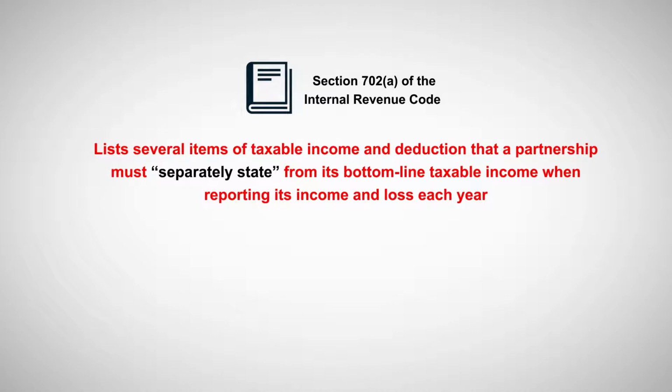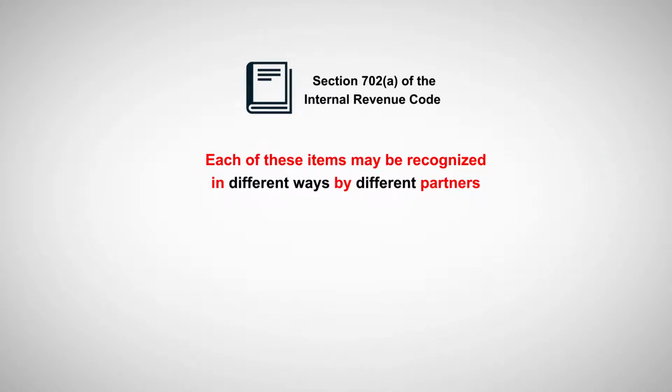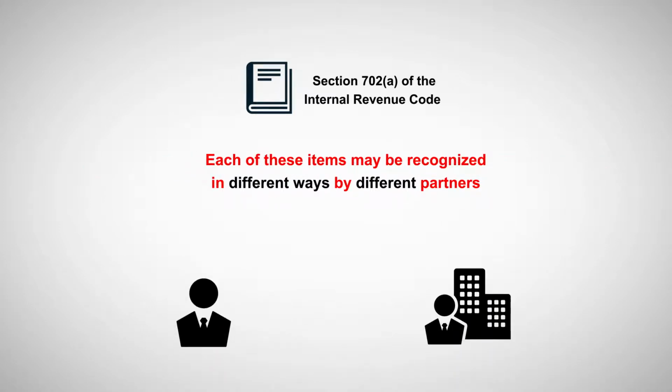Section 702(a) of the Internal Revenue Code lists several items of taxable income and deductions that a partnership must separately state from its bottom line taxable income when reporting its income and loss each year. This is because each of these items may be recognized in different ways by different partners.